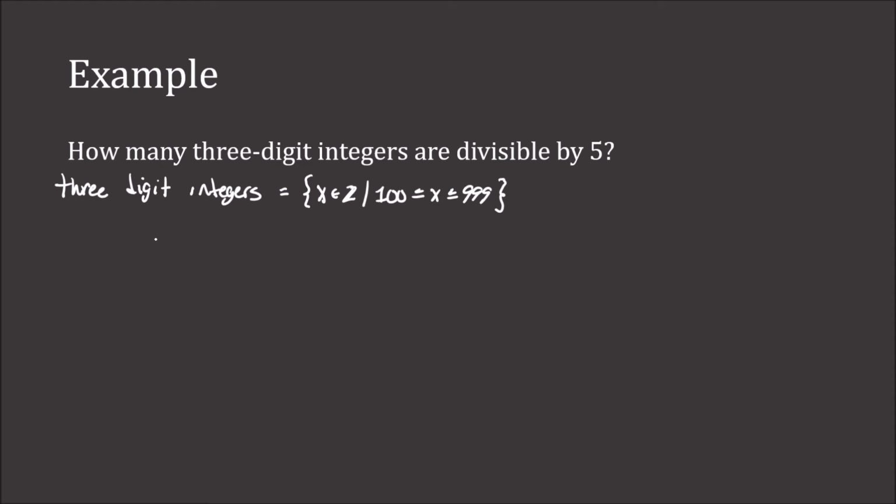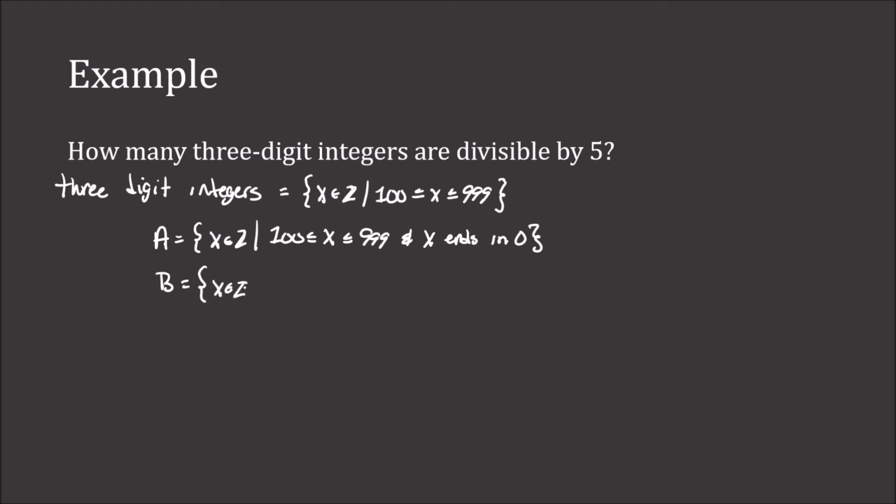So we can have set A is the set of integers so that 100 is less than or equal to x less than or equal to 999, and x ends in 0. We now say B is the set of integers between 100 and 999, and that x ends in a 5.